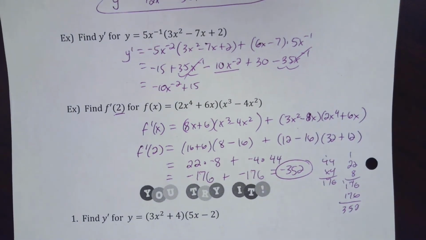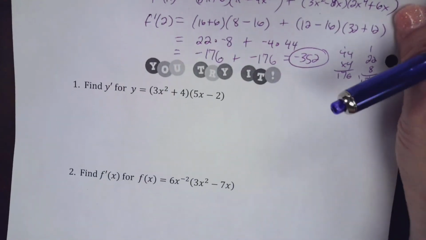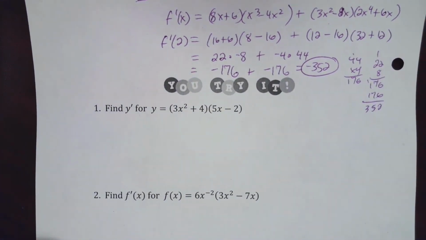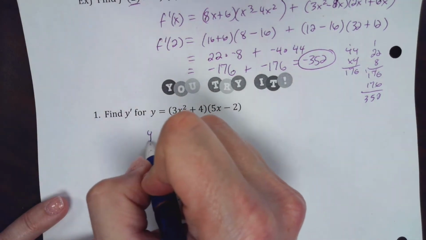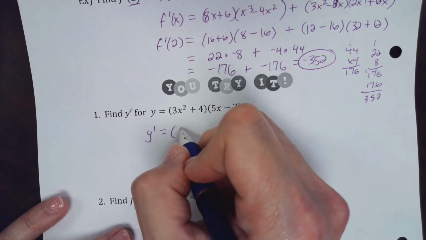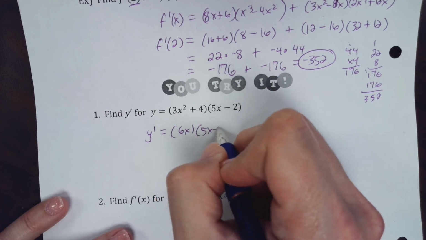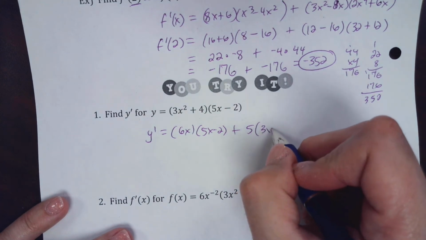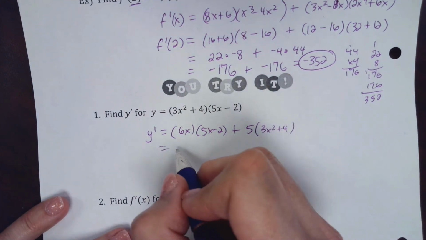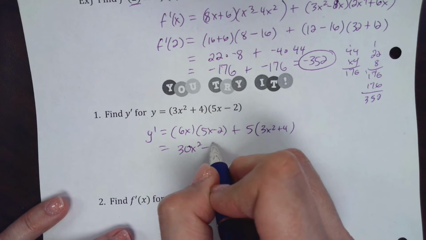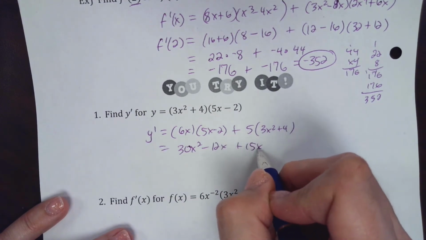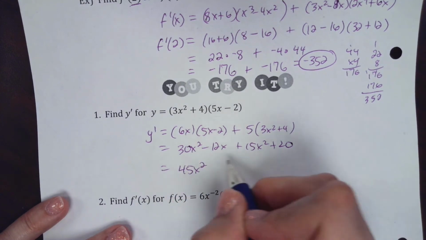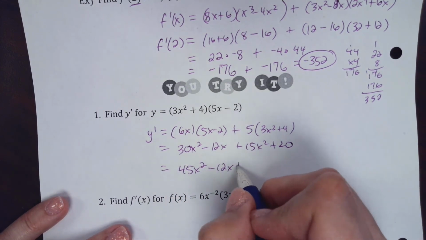Okay, all right, so I just put these down here for you to try. I'll go ahead and do them. If you want to pause the video, you could do that and try them yourself, or you could just watch me do them. So for my derivative, I will get the derivative of this guy, which is 6x times 5x minus 2, plus derivative of 5x minus 2 is 5 times 3x squared plus 4. Work that out. 30x squared minus 12x plus 15x squared plus 20. So I get 45x squared minus 12x plus 20.